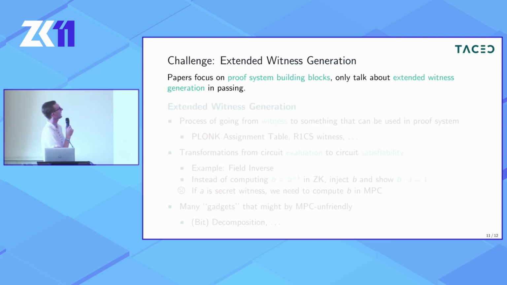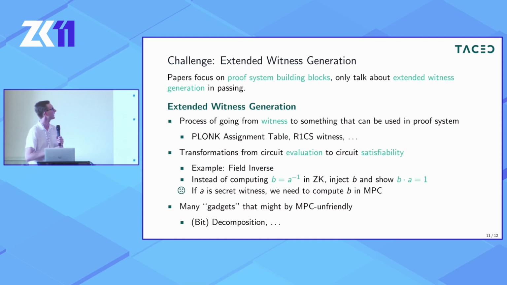Finally, one of the challenges that many academic papers do not talk about. The papers mostly focus on the compatibility and efficiency of these proof system building blocks, and only talk about extended witness generation and parsing. And extended witness generation is essentially the process of going from the input, the witness input, to something that can be used in the proof system, like the witness columns in the PLONK assignment table, the full R1CS witness, whatever.